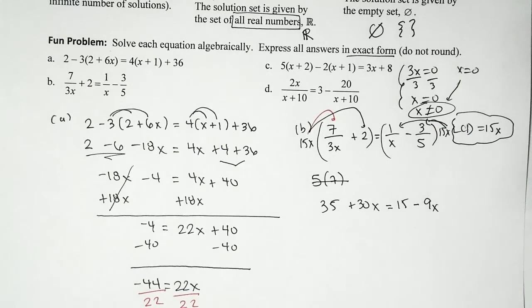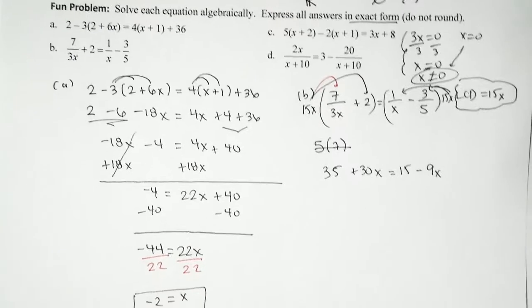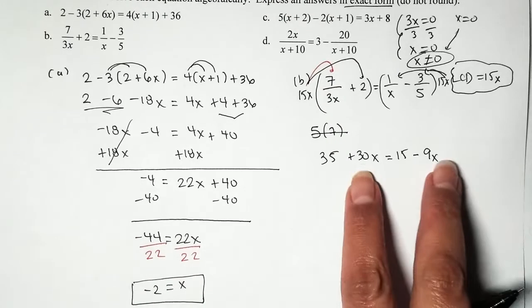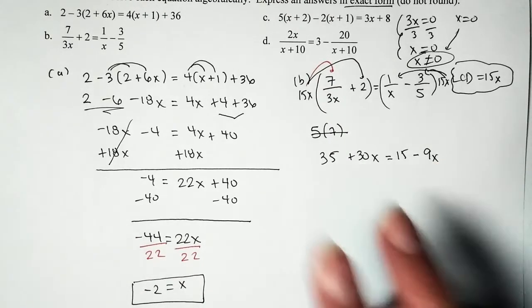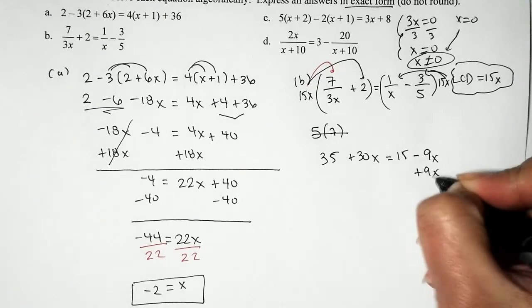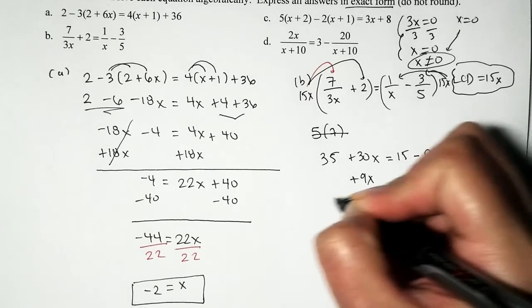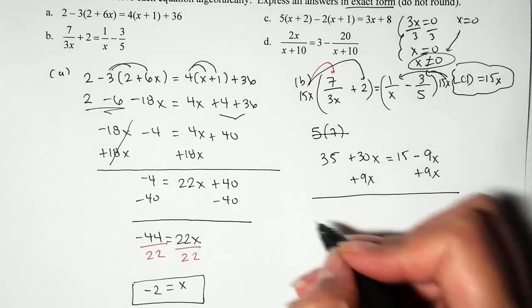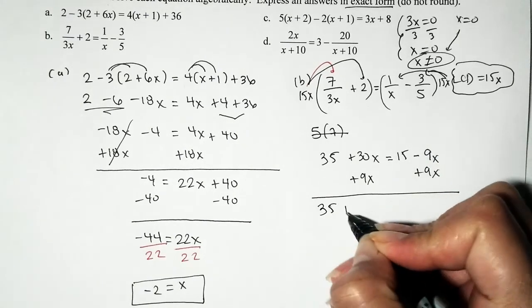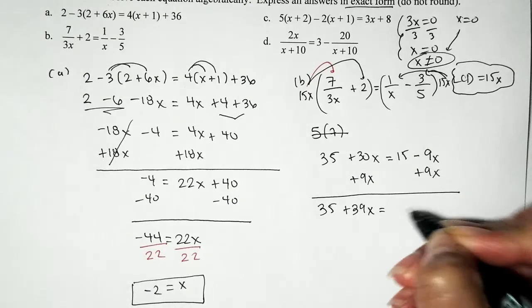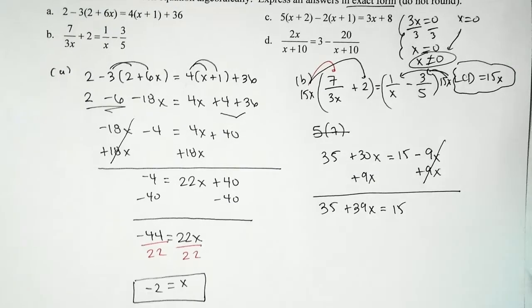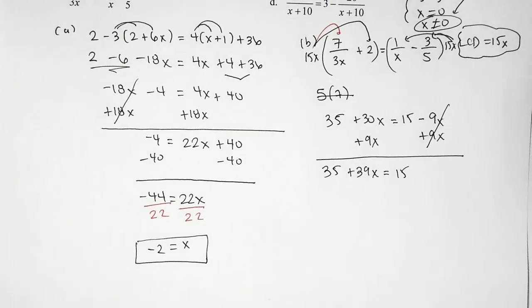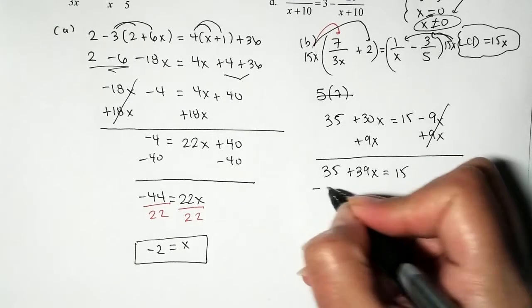Fantastic. So we have variable terms on both sides, same speech as before. We want to fix it so they're on the same side. In this case, I'm going to choose to add 9x to both sides, because that allows me to avoid having negative coefficients. That leaves us with 35 plus 39x is equal to 15. Work your magic and isolate the variable term. Let's subtract 35 from both sides.